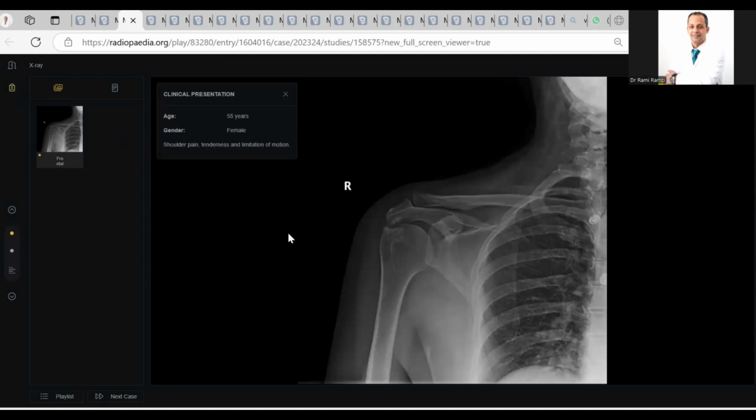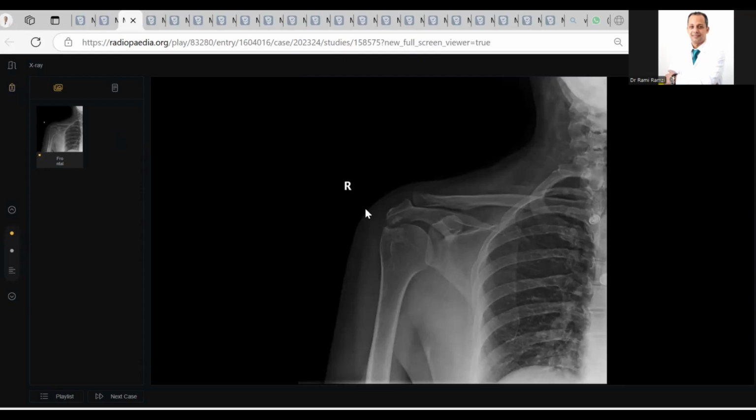More than excellent. A 55-year-old female patient with severe acute shoulder pain. Okay, I have been provided with a frontal radiograph of the right shoulder. Here I can see evidence of sclerosis and there is a depression noted at the posterior superior aspect of the head of the humerus, and there is also evidence of superior subluxation of the humeral head.